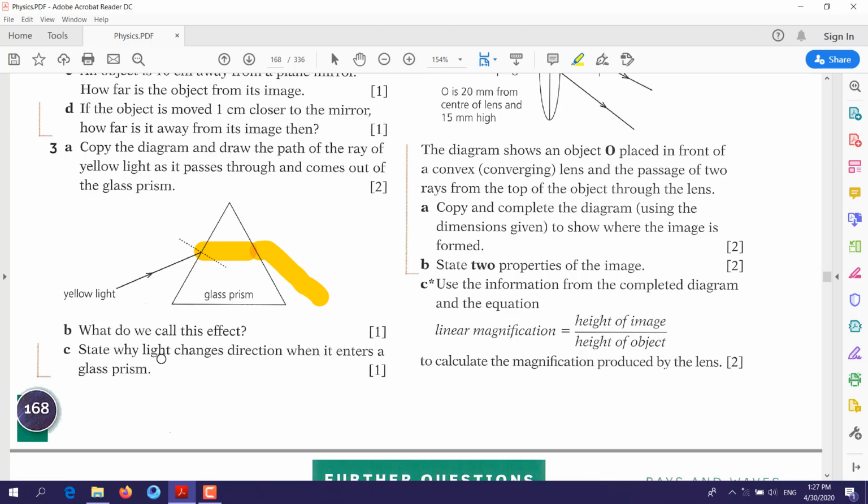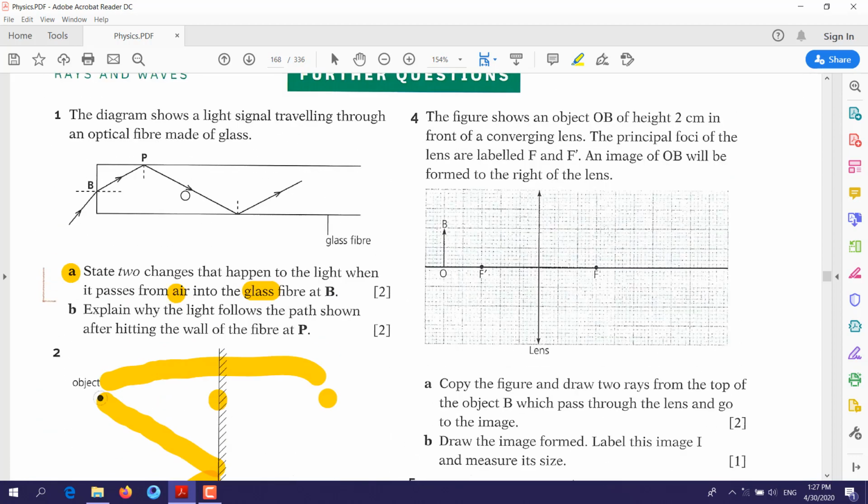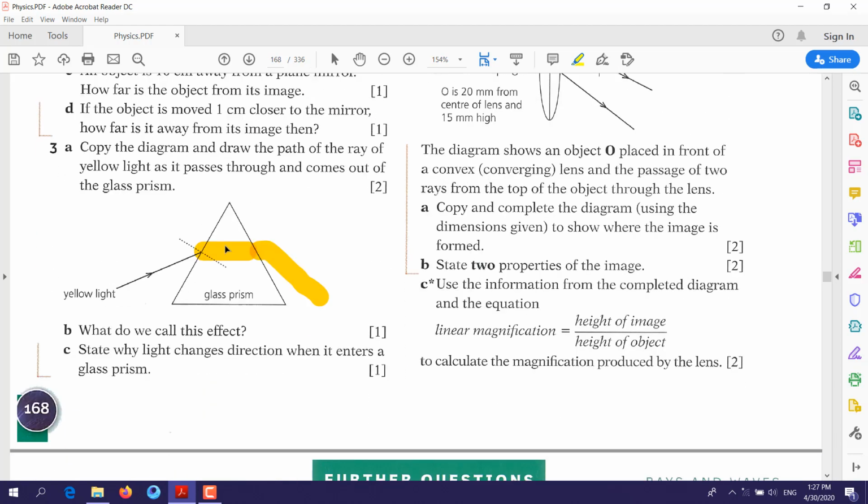C. State why light changes direction when it enters a glass prism. Why will the light change its direction when it passes through the prism? The answer: light waves slow down. Okay, light waves slow down, because as we mentioned in the first question, when the light passes from air to the glass, two different mediums, the speed of the light waves will decrease, it will slow down.